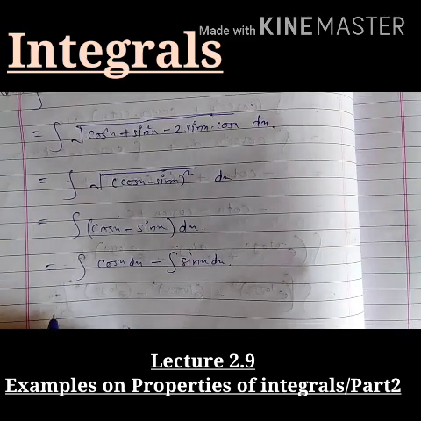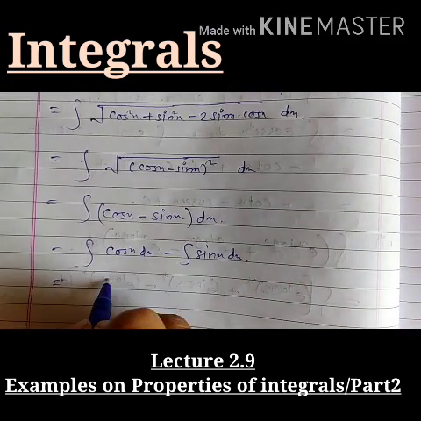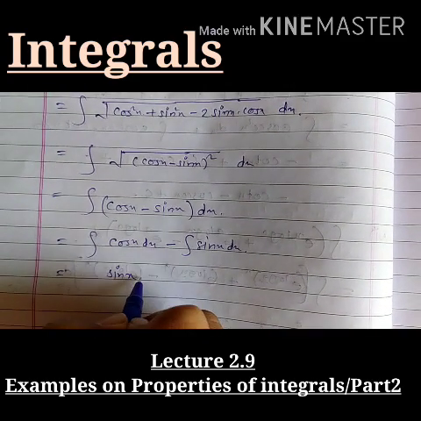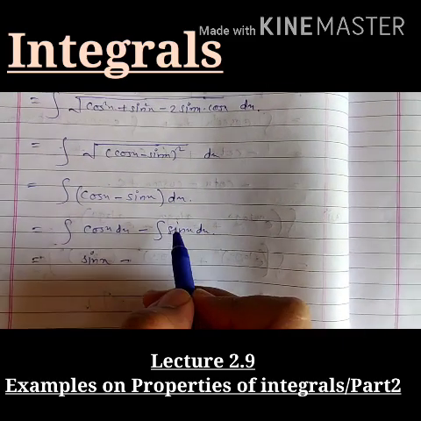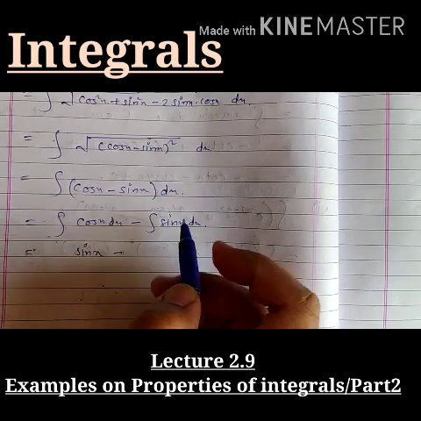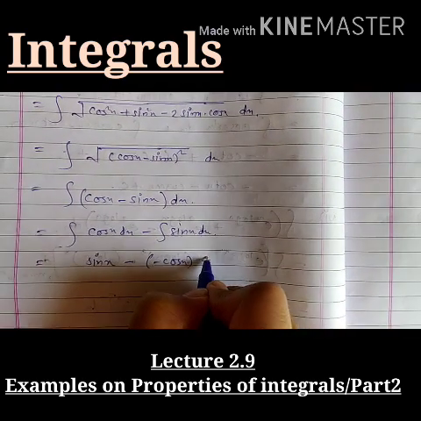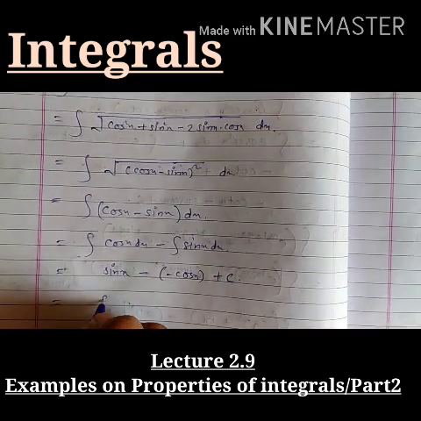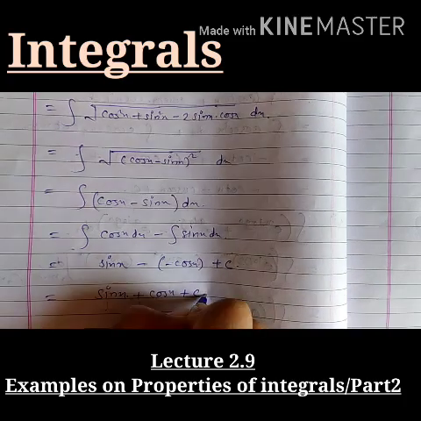Now what is the integration of cos x? The derivative of sine x is cos x. So integration of cos x will be sin x. Minus, the derivative of cos x is minus sin x, so integration of sin x will be minus cos x, and the constant of integration will be plus c. So it is equal to sin x plus cos x plus c. Understood?